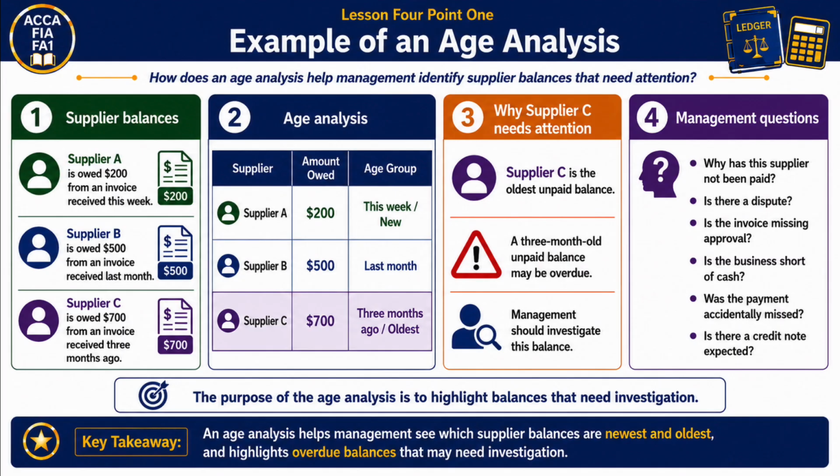Why? Because a 3-month-old unpaid balance may be overdue. Management may ask, why has this supplier not been paid? Is there a dispute? Is the invoice missing approval? Is the business short of cash? Was the payment accidentally missed? Is there a credit note expected? This is the purpose of the age analysis. It highlights balances that need investigation.